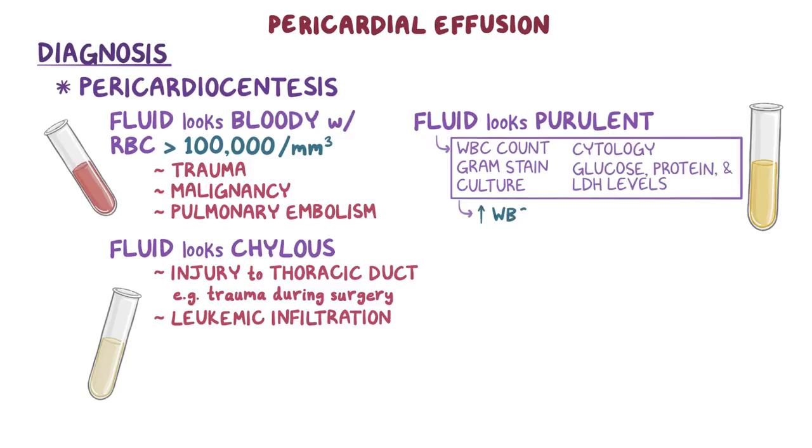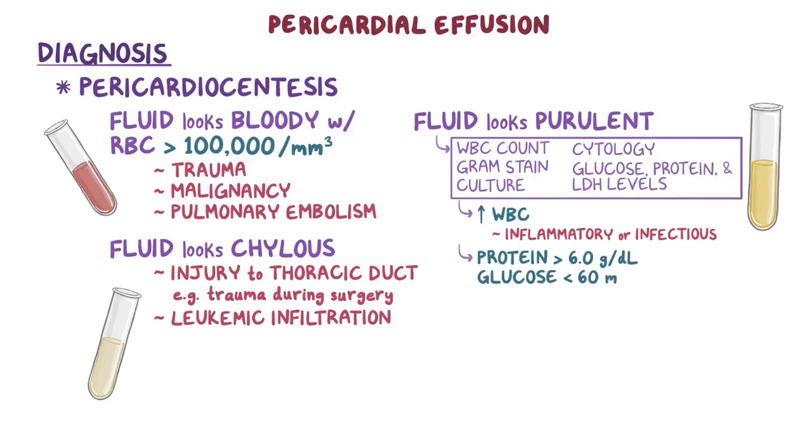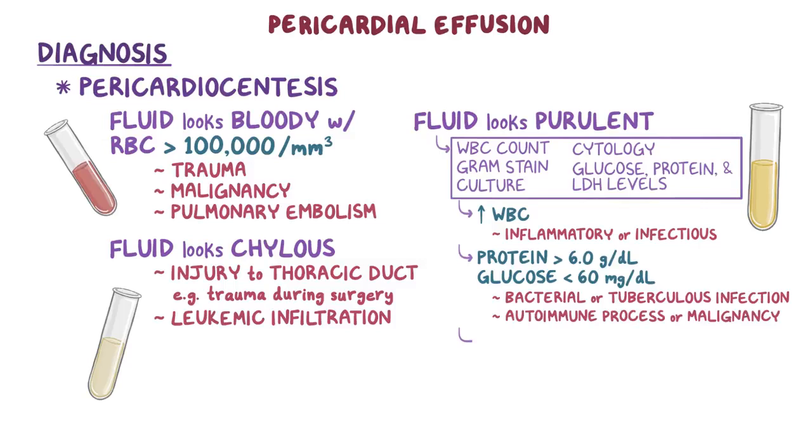An elevated white blood cell count may be present with both inflammatory and infectious causes. An elevated protein level higher than 6 grams per deciliter and a glucose level below 60 milligrams per deciliter suggest an infectious cause like a bacterial or tuberculosis infection, or an inflammatory cause like an autoimmune process or malignancy. An isolated increased fluid LDH level above 300 units per deciliter with a normal serum LDH level suggests a malignancy.